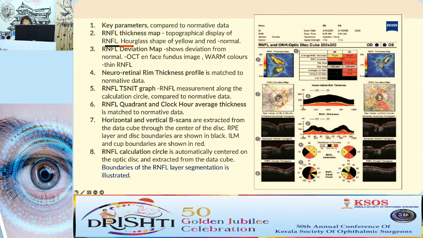Other features of the Cirrus printout are the RNFL thickness map, which has an hourglass pattern and is color coded, with blue being thinnest. The RNFL deviation map is compared with the normative database, again color coded, with the warm colors being the thin RNFL. It also gives the neuroretinal rim thickness profile, the TSNIT profile, the RNFL quadrant as well as the clock hour thickness, which is matched to the normative database, the horizontal and vertical B scans, and the RNFL calculation circle, which gives the boundaries of the RNFL segmentation also.